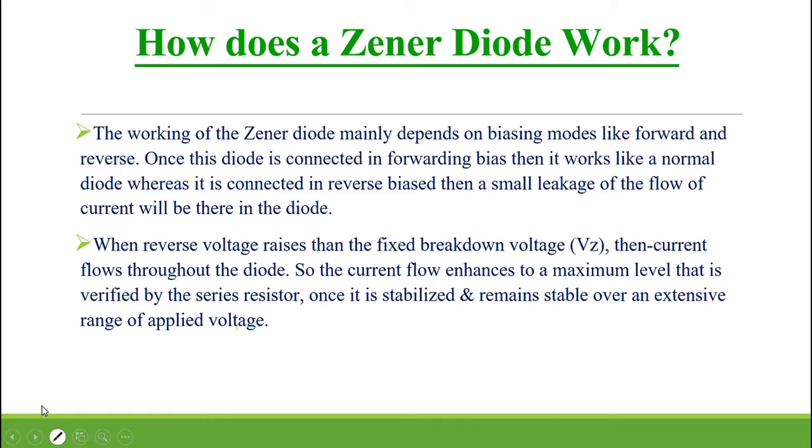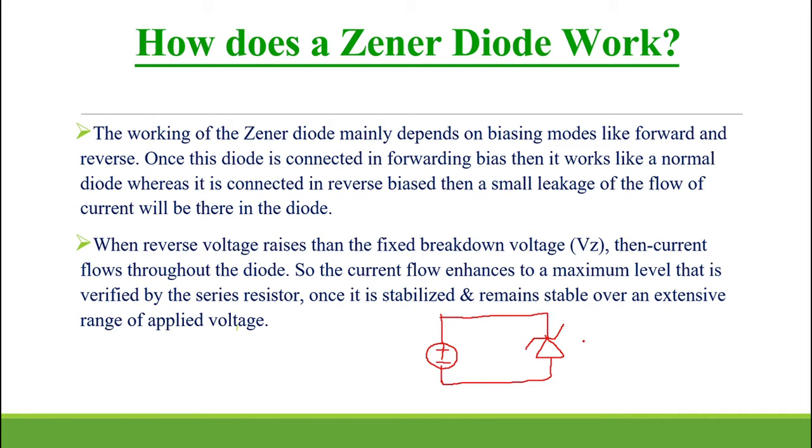Suppose we have a voltage source connected with a Zener diode. This is a Zener diode. We have connected the voltage source to the Zener diode in reverse bias condition. As you know, the positive side of the supply is connected to the cathode side of the Zener diode. This is called the reverse bias condition.